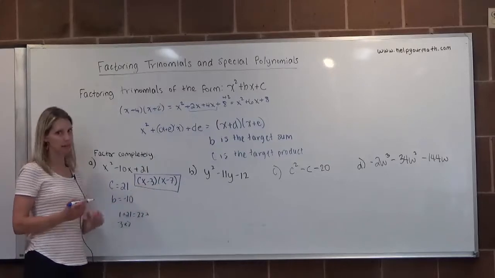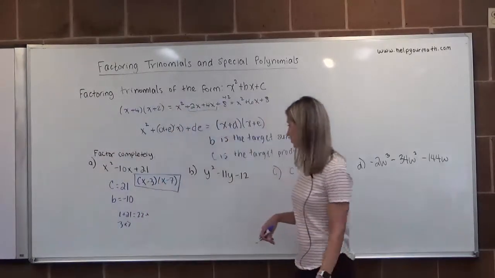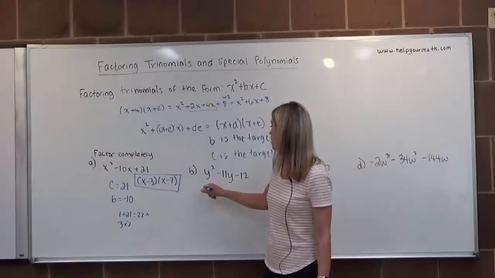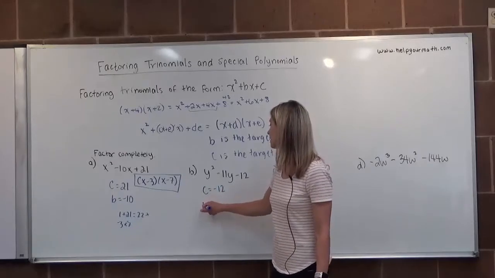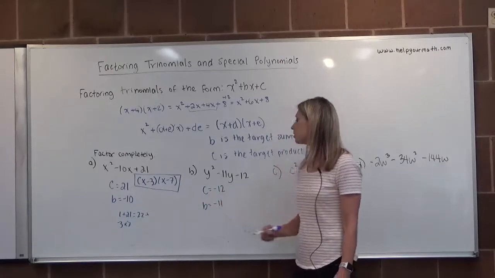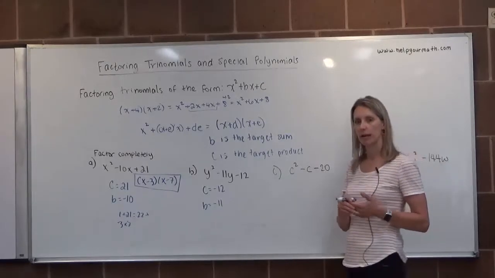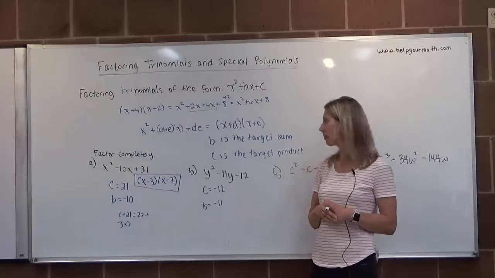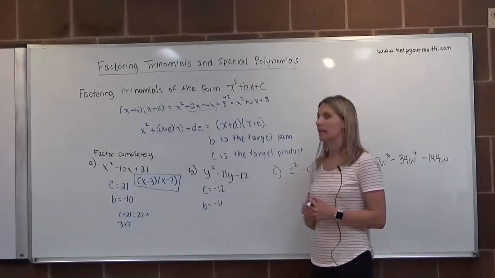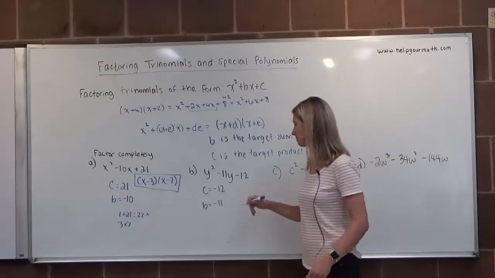Negative 3 plus negative 7 is negative 10. Our next example, we'll try to do this in a shorter amount of time. Let's see. We have our target product is negative 12, and our target sum is negative 11. So we do have some hints about what these numbers are. We know that one has to be negative and one has to be positive because the product is negative, and that's the only way that we can get a negative product. The sum is negative, so that means of the two numbers, the bigger of the two must be the negative.